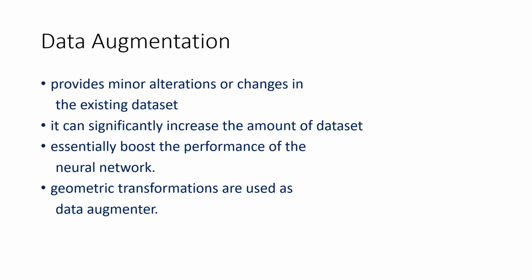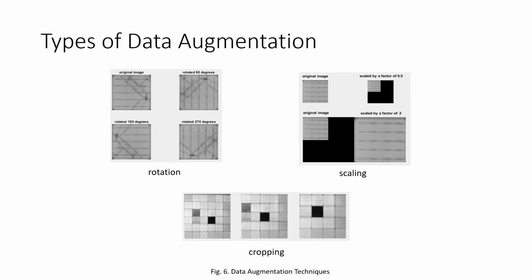And then we also use data augmentation. The purpose of data augmentation is to provide minor alterations or changes in the existing dataset. It can significantly increase the amount of dataset, essentially to boost the performance of the neural network. Geometric transformations are used as data augmenters. So these are examples of data augmentation.